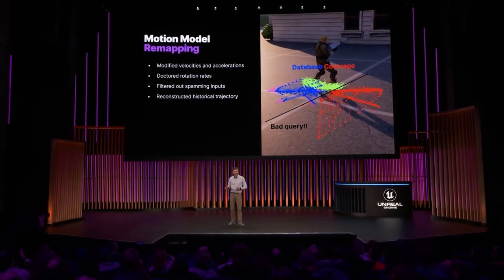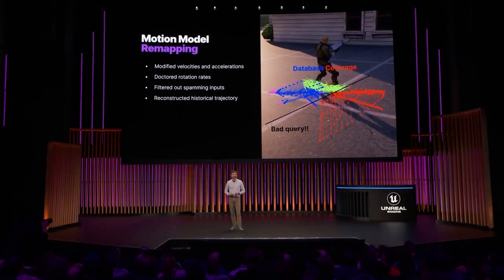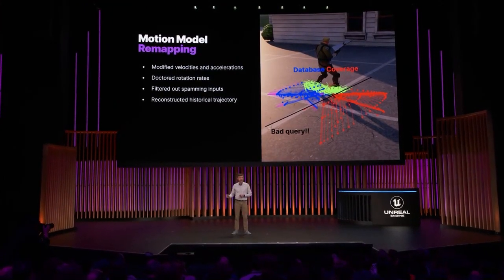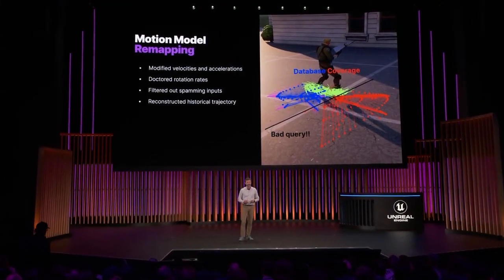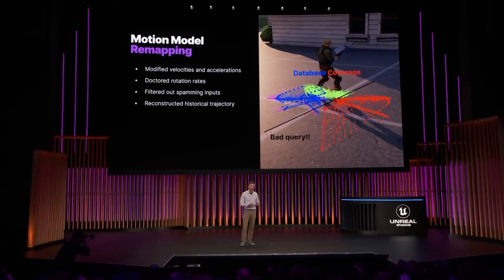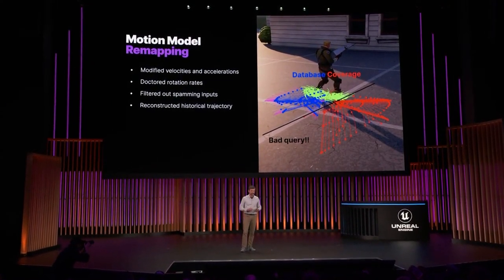So we started with manipulating the input trajectory generation by remapping motion model velocity and accelerations, as well as doctoring rotation rates and filtering out spamming input behaviors. For moving platforms, Icy Feet, and Hot Pepper, we had to reconstruct historical trajectory and character pose information to support moving reference systems and transition between them.